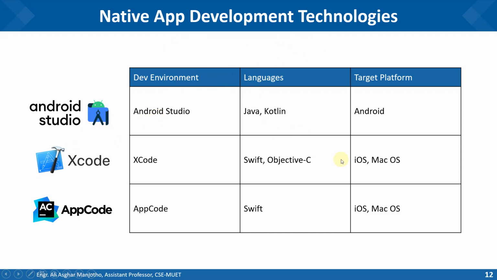When you go for native app development, you have the two major platforms, Android and iOS. When we develop an application for Android, we use the Android Studio development environment, where we have two possible languages to be used, Java or Kotlin. But when you are developing an application for the iOS operating system, you can use the Xcode or AppCode IDE, and you can take advantage of the Swift or Objective-C language in order to develop applications for the iOS platform.